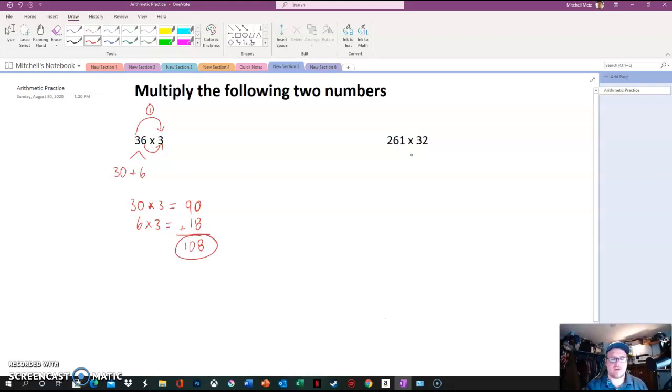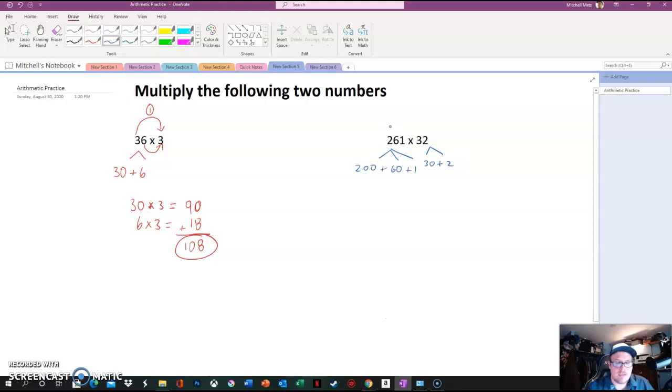Now I'm going to show you again over here, but this one's a little bit more complicated because there's now a hundreds place. Again, remember, you have to multiply every single place value with the other place value in the other number. So in this one, I have 200, because that's my hundreds place, plus 60, which is in my tens place, plus 1 in my ones place. And then this one has 30 plus 2, because 30 is my tens place and 2 is my ones place. So now I'm going to do the same thing, and I'm going to be very careful how I do it.